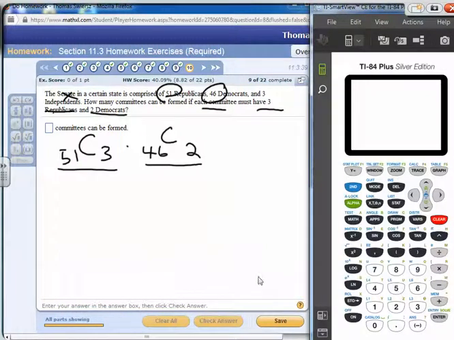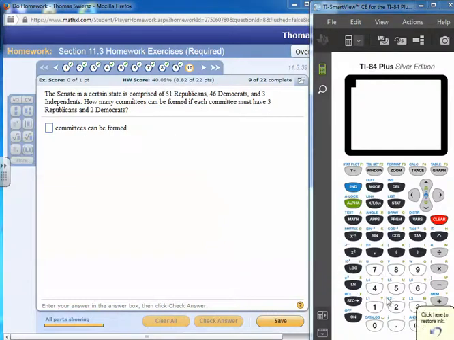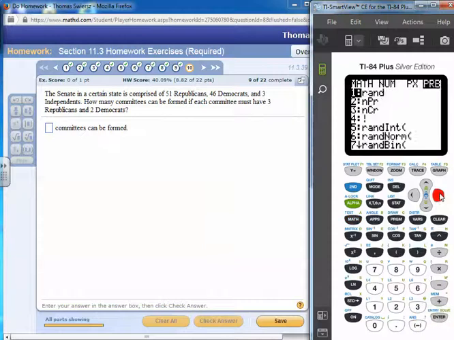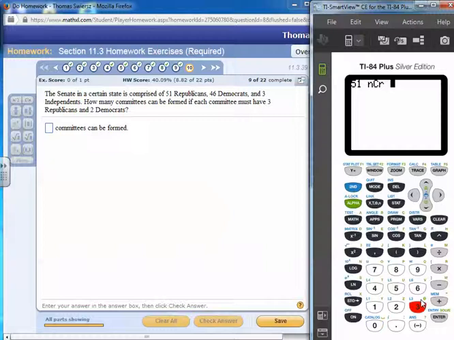So we've got 51C3 for the number of ways to get the Republicans. So 51, math, probability, nCr, number 3, and we're going to select 3 Republicans. So that number is 20,825.